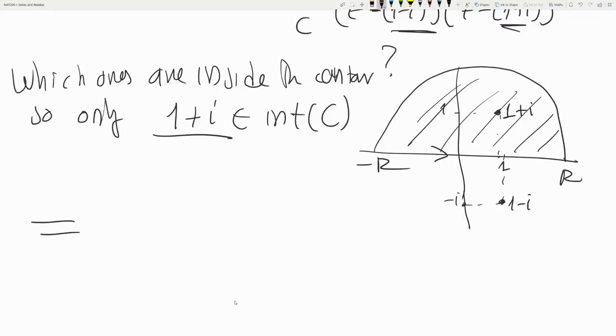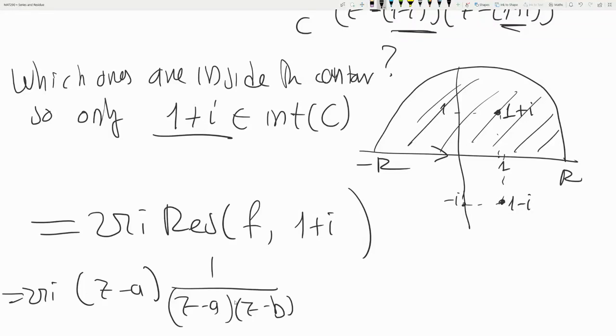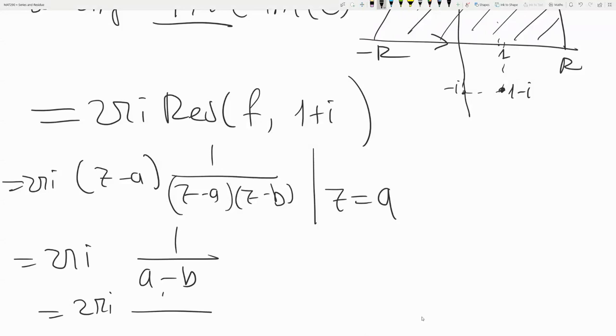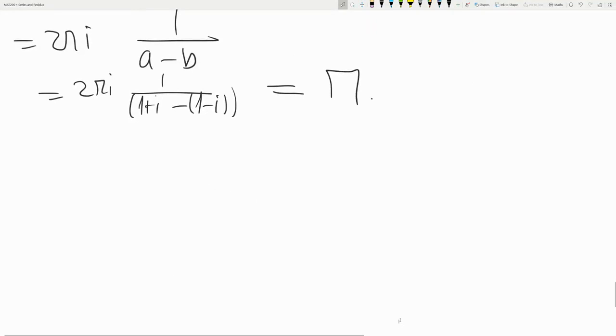So that integral is equal to 2 pi i times the residue of f at 1 plus i. So 2 pi i times 1 over (z minus a)(z minus b), times z minus a, evaluated at z equal to a. And so you get 1 over a minus b, which is just 1 over (1 plus i minus 1 minus i). So you get pi. Okay, so now here you can finish. If you're in the final exam, you don't have to tell us anymore. But let me tell you what has happened.